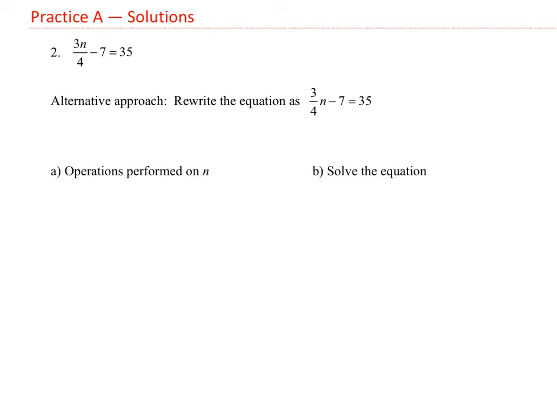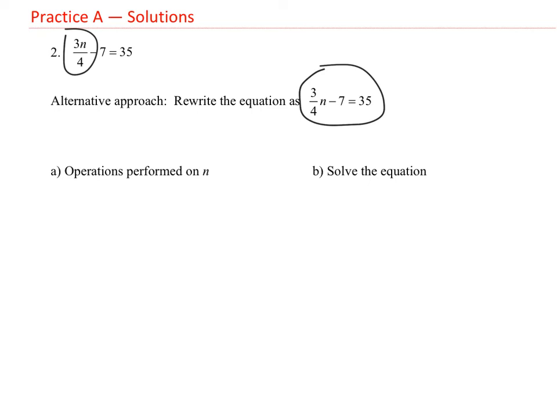This approach involves rewriting the expression 3n over 4 as 3/4 times n. We actually did this a little bit in lesson 1.1, so hopefully you've seen it already. When you have a fraction like this, 3n over 4, and the variable's in the numerator, as long as there's no additions or subtractions occurring in the numerator, you can actually move that variable over to the side like we've done in this expression here, 3/4 n. So we're going to take the equation 3/4 n minus 7 equals 35 and use that.